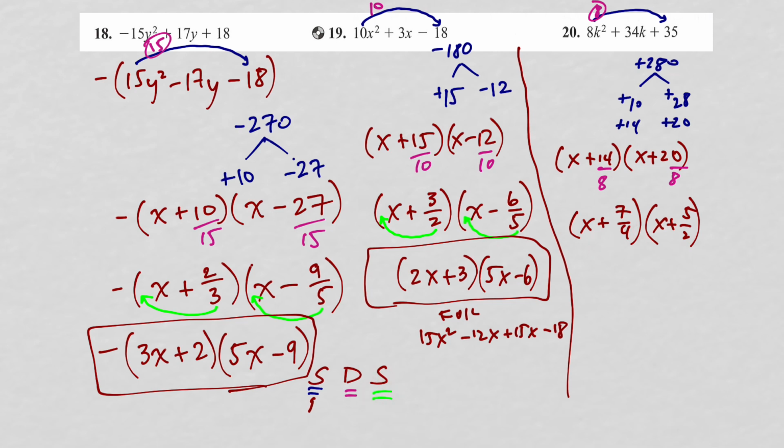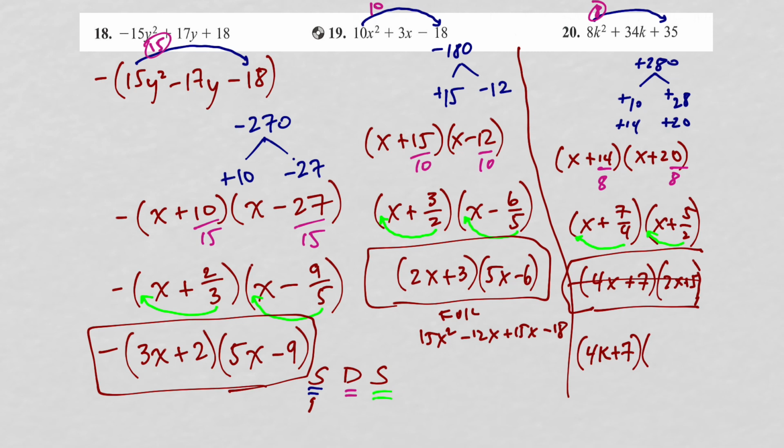We're going to slide the denominator back, if there is one. And that denominator goes out in front. So we end up with 4x plus 7 times 2x plus 5. And it's hard to squeeze in there, but that's the final answer. Oops. This was k, so that should be 4k plus 7 and 2k plus 5.